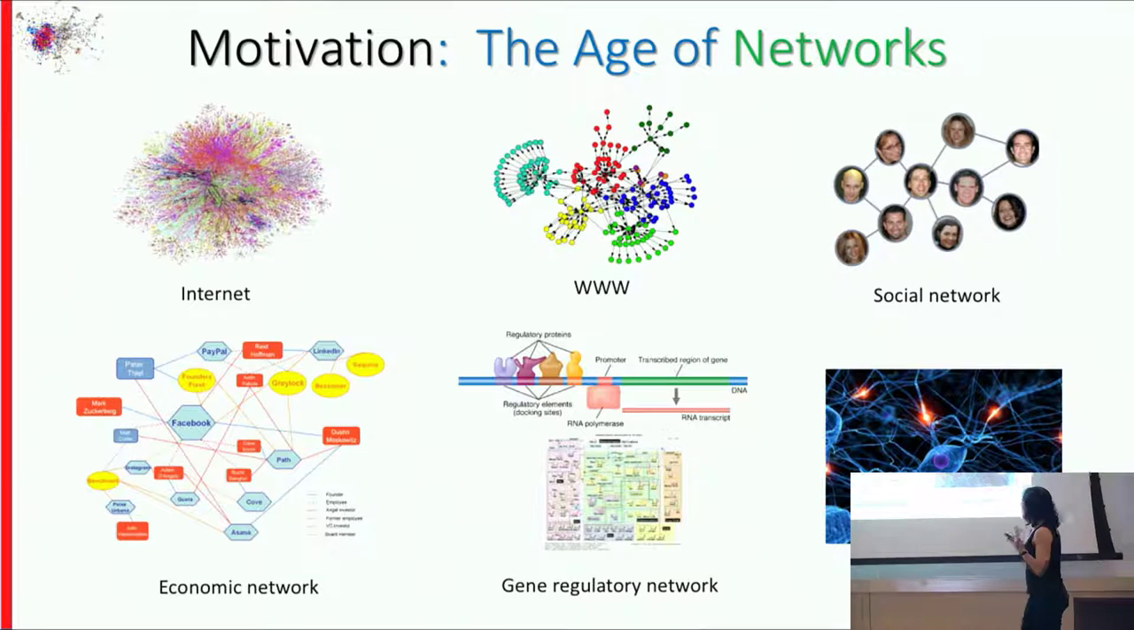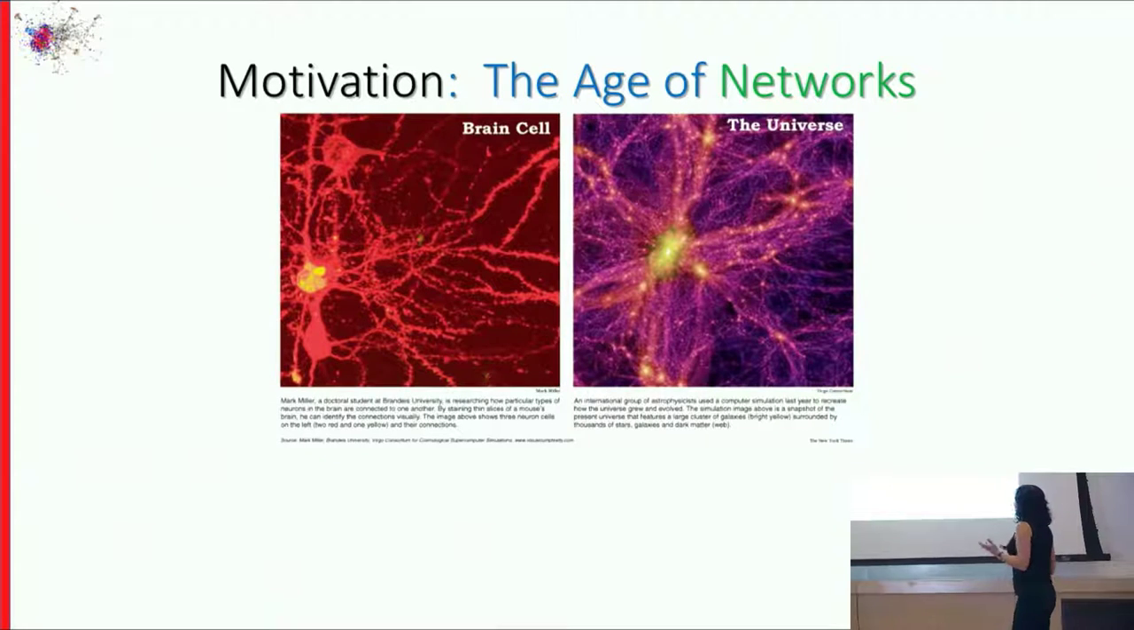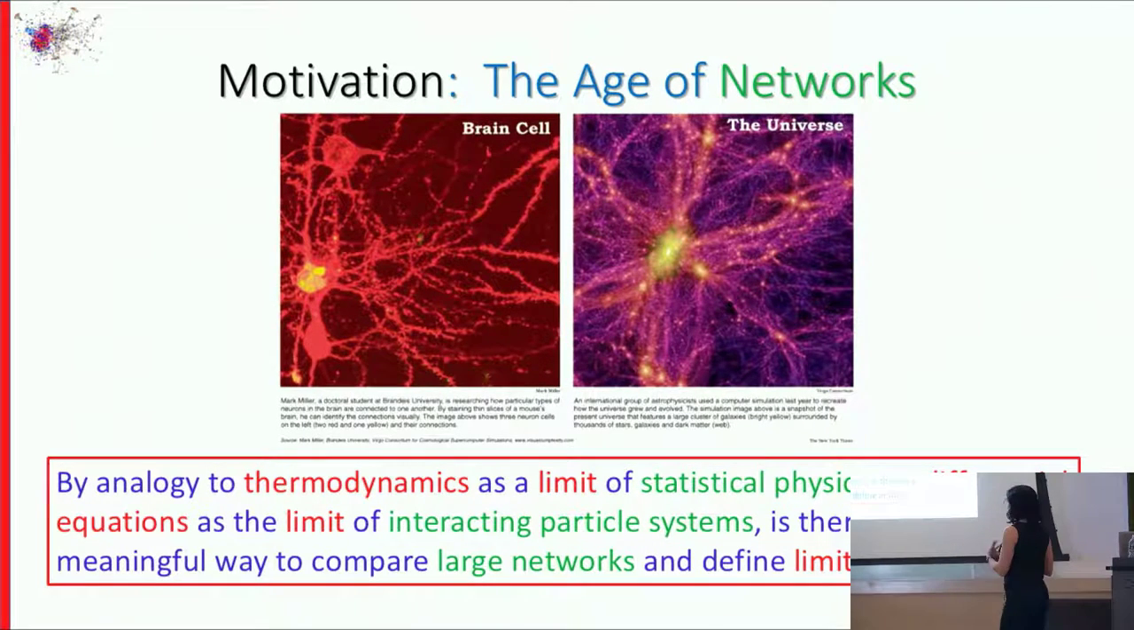Okay, so everywhere we look, we see networks: technological networks, social networks, economic, biological networks. Now, interestingly, sometimes things that should look very dissimilar end up looking similar, like a brain cell and the universe. And so this motivates a question: is there some limiting form that these two things are taking? By analogy to thermodynamics as a limit of statistical physics, since I come from physics, or differential equations as a limit of interacting particle systems.